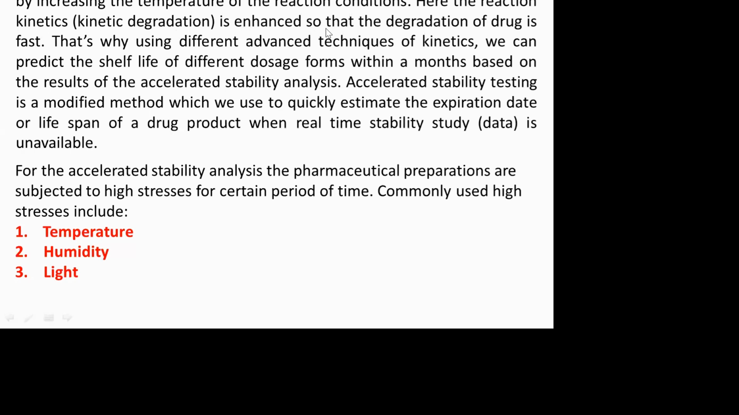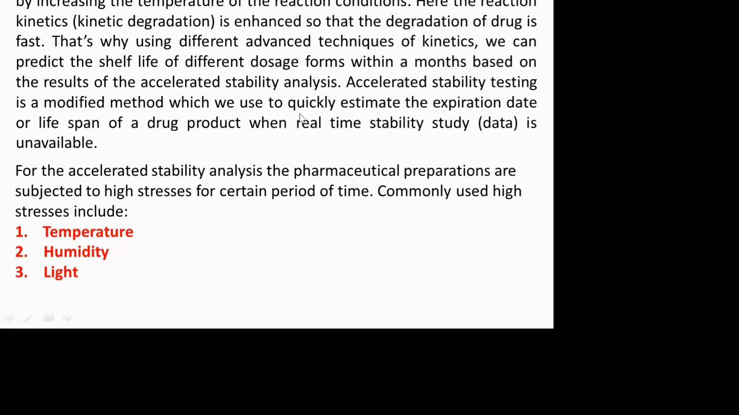Here the reaction kinetics is enhanced, so the degradation of the drug is fast. We increase the reaction kinetics, so the kinetic degradation is fast. That's why, using different advanced techniques of this kinetics, we can predict the shelf life of the different dosage forms within a month based on the result of accelerated stability analysis.